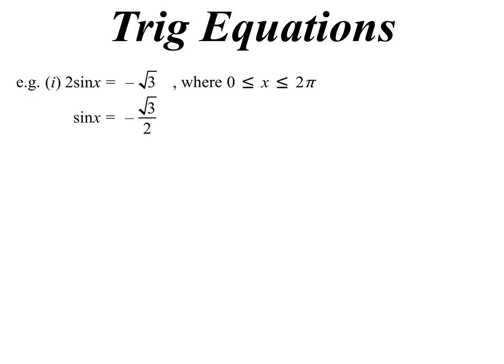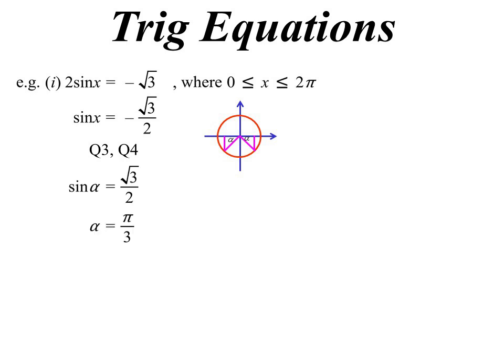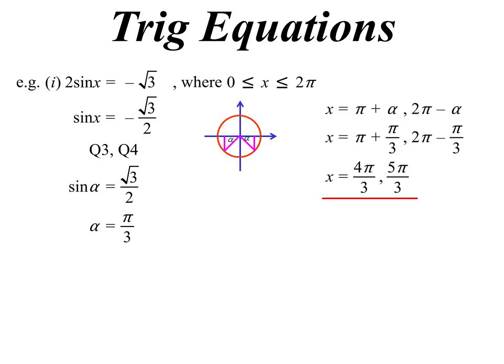Sine x is minus root 3 on 2. We know it's in the third or the fourth quadrant. I work out my acute angle, but now it's pi on 3 rather than 60 degrees. And now instead of saying, oh, that's 180 plus, I'm saying it's pi plus. We still come up with two answers. So 4 pi on 3 and 5 pi on 3.